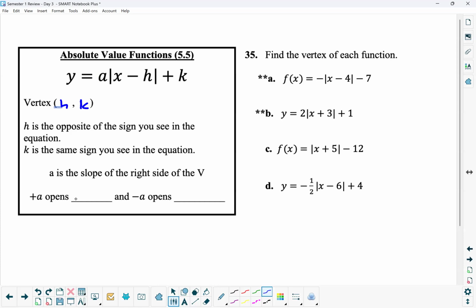If A is positive, that V opens up like a regular V. And if we have negative A, it opens down like an upside down V.